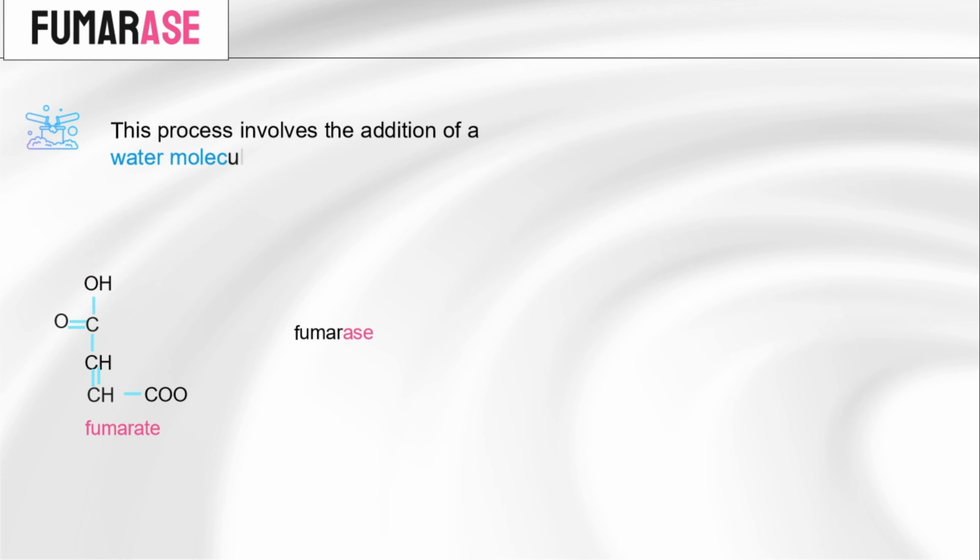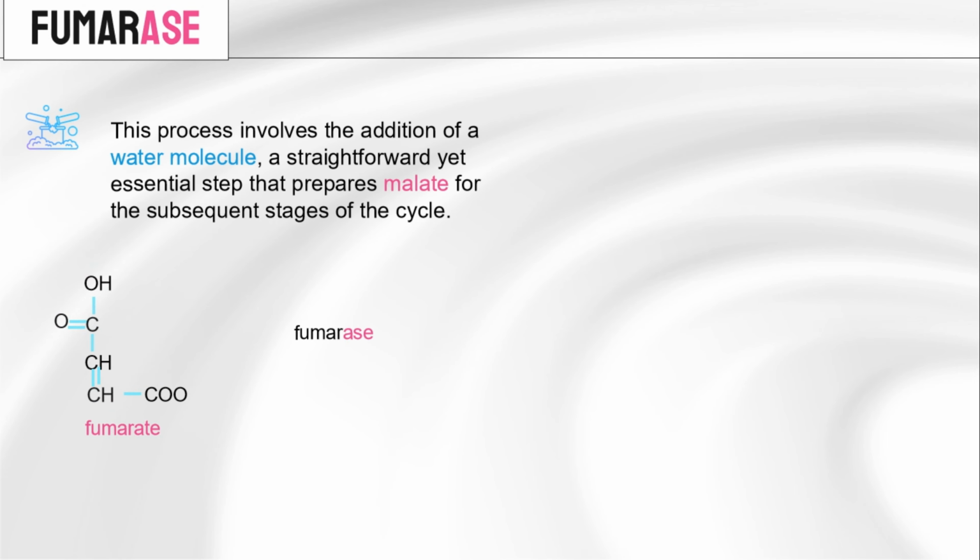As we continue to unravel the citric acid cycle, we arrive at the hydration of fumarate to malate, a critical step marked by simplicity and efficiency. In this transformation, the enzyme fumarase takes the spotlight. Imagine fumarase as a skilled gardener, carefully adding a water molecule to fumarate, converting it into malate.